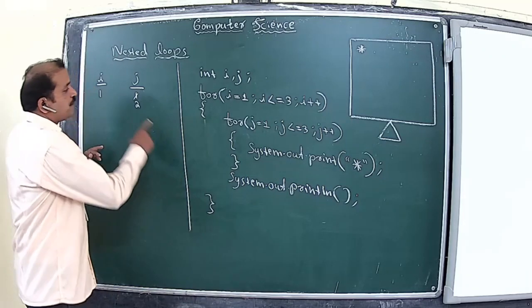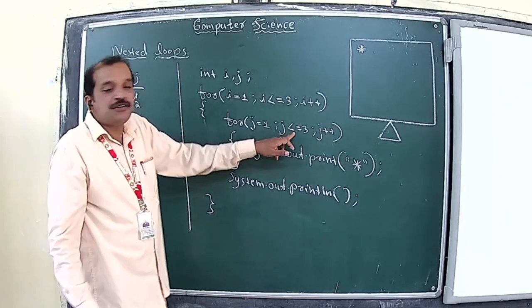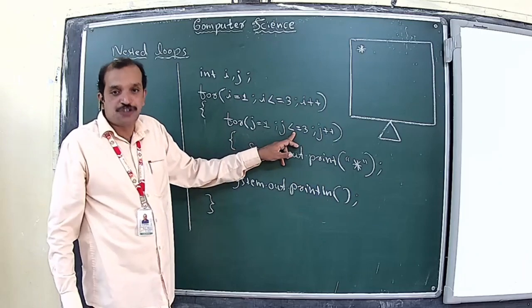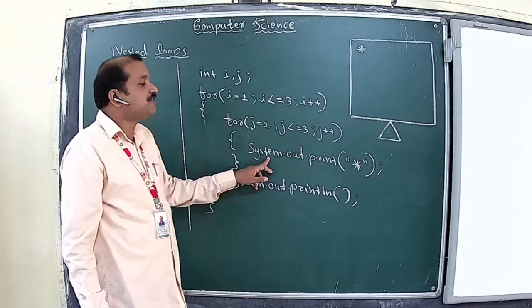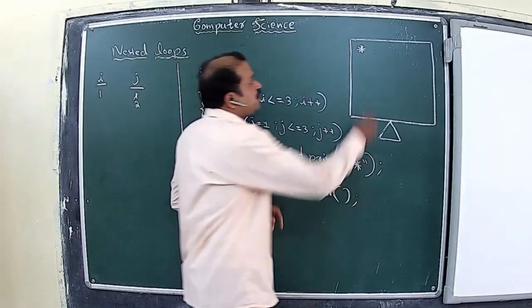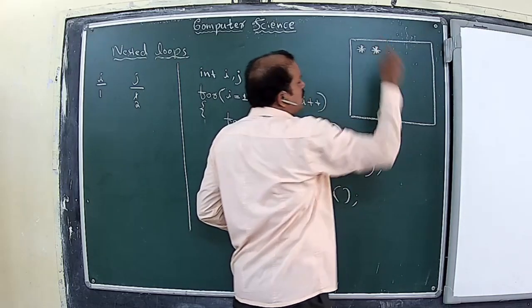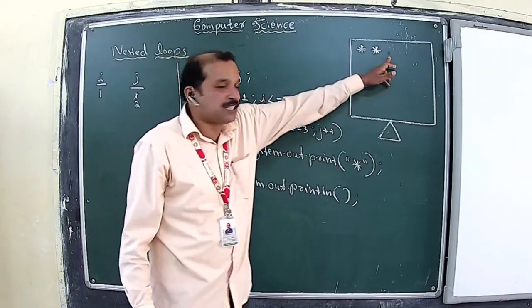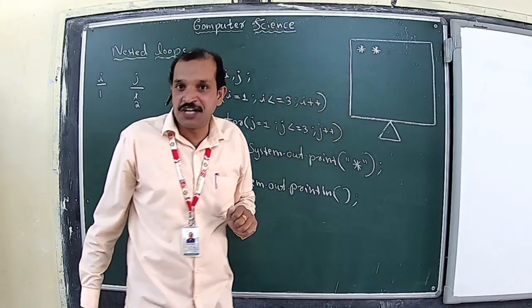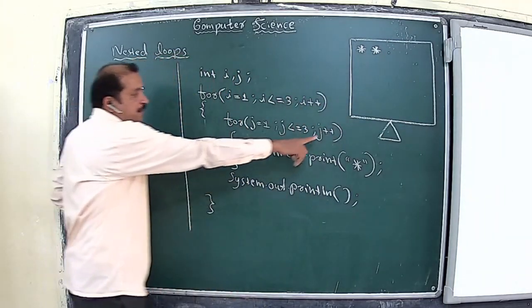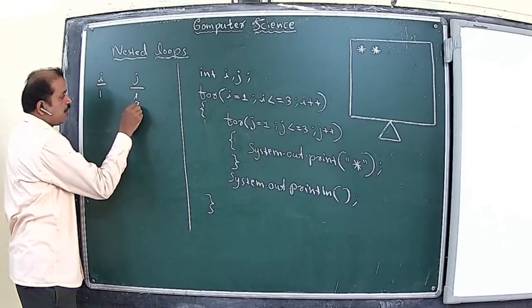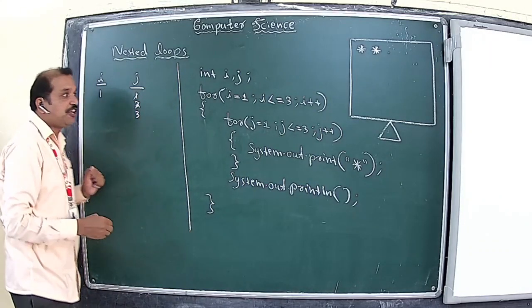Now, again, once the value of j is 2, this expression is true. Therefore, once again, this loop body will be executed, that is printing another star on the same line. The cursor will move to the next location on the same line without proceeding to the next line. And again, after that, the update expression of the inner loop will take place, that is j equal to 3.